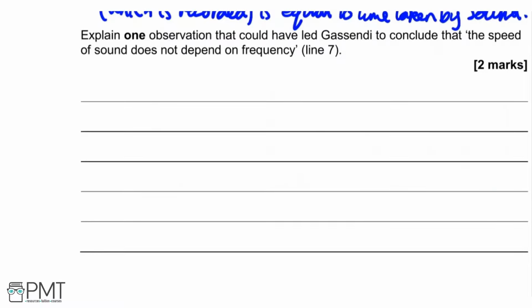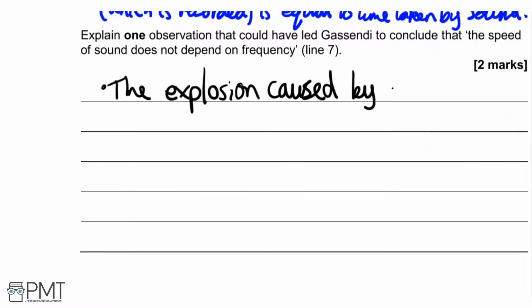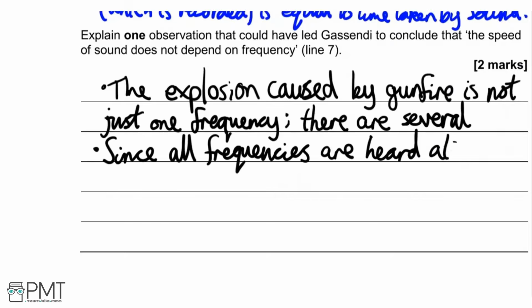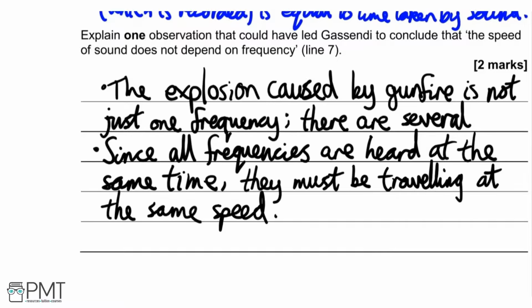Now, since we know that they will arrive at the same time, there's no sort of prolonged sound produced by the gun that increases or decreases in frequency, if you can picture that, then that must mean that all frequencies arrive at the same time and therefore travel at the same speed. Therefore, the speed of sound is not dependent on frequency. So let's put that into words. So 2 marks there, 2 points made.